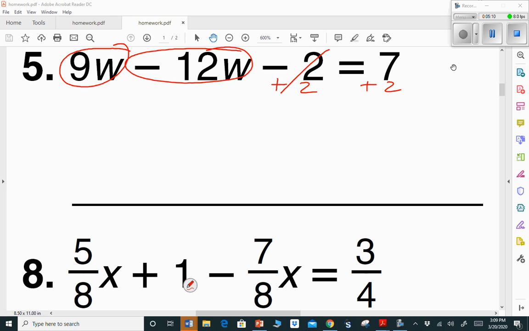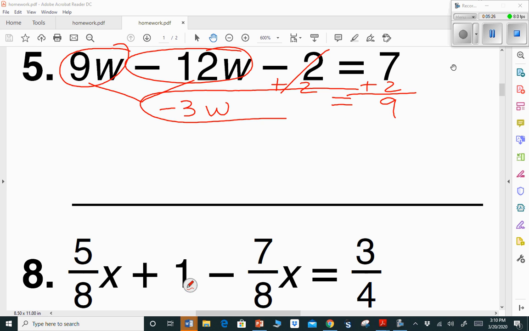That goes away. This equals 9. Bring down the equal sign. We can go ahead and combine these. 9 minus 12 is negative 3. That's fine. Negative 3w. So what we've got at this point is negative 3w equals 9. The w is still not by itself. We have to divide both sides by negative 3.